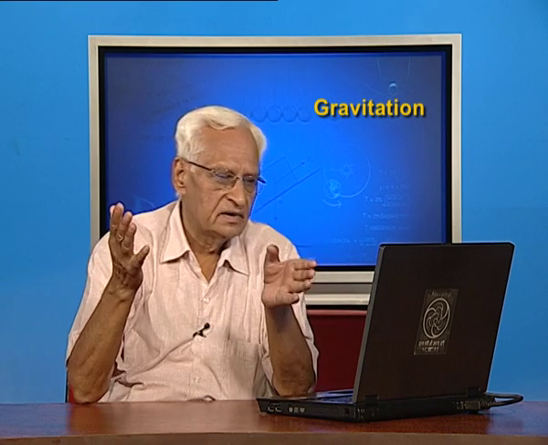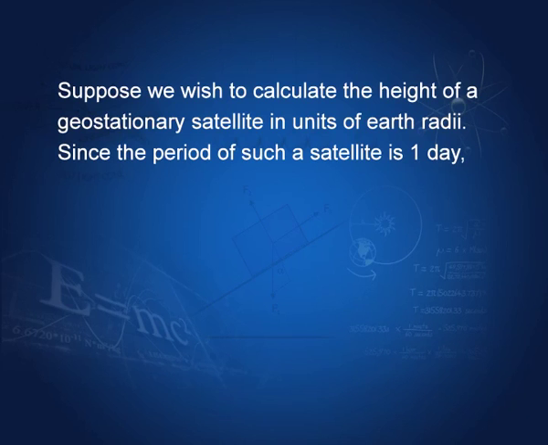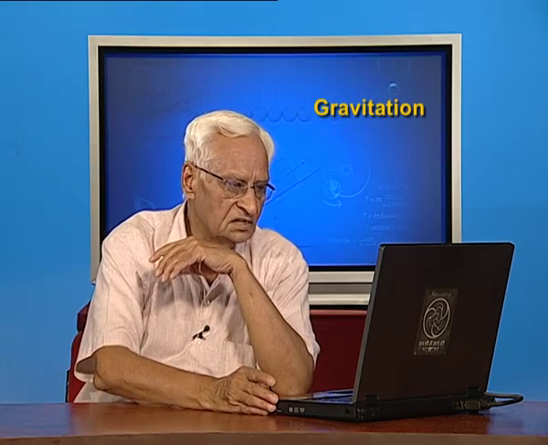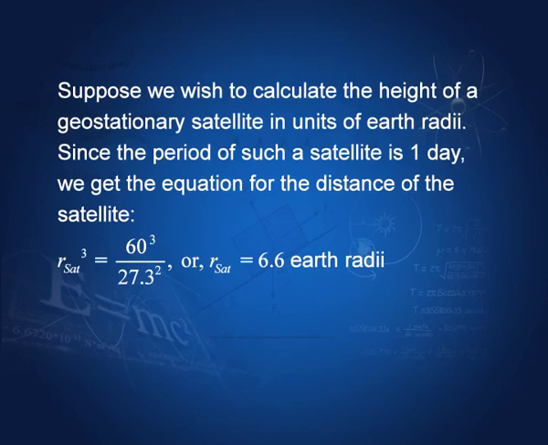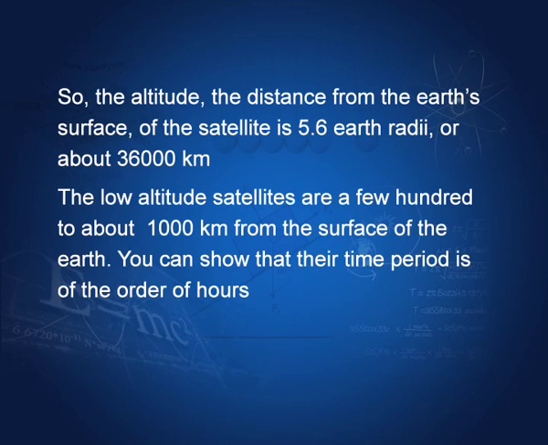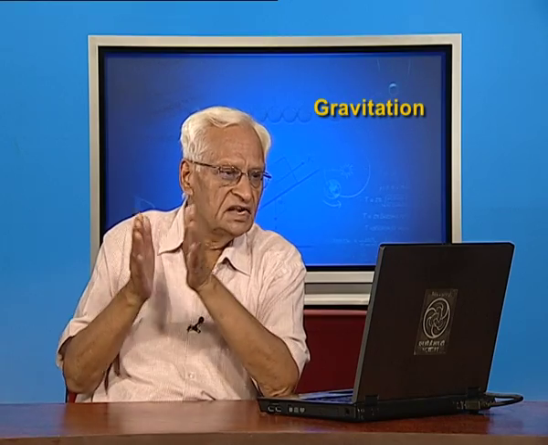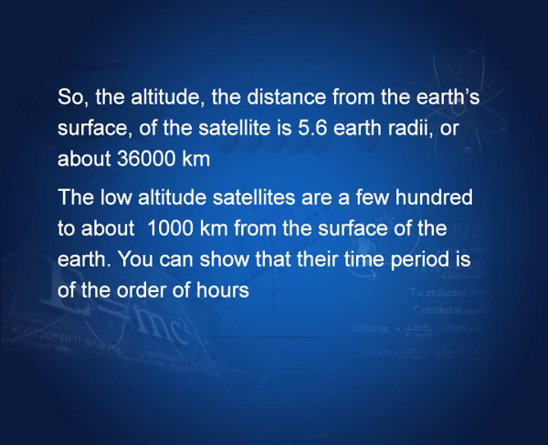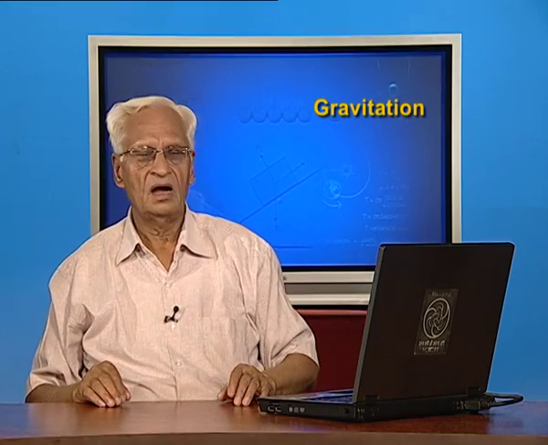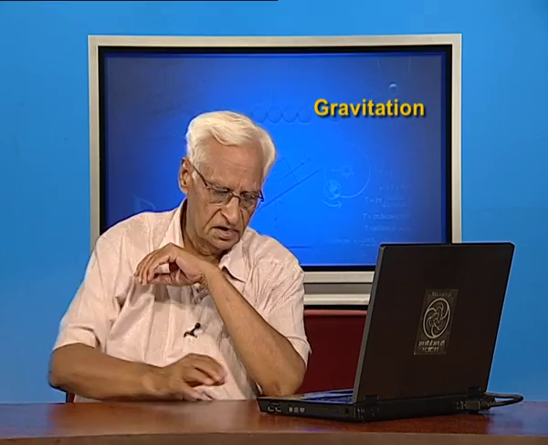For example, plugging in the values, we can find that the satellites which revolve with a time period of 1 day, which are used for communication, etc., their distance from the center of the earth is 6.6 earth radii. From the surface of the earth, it is 5.6 earth radii, which is roughly 36,000 kilometers. So, these geostationary satellites are at a height of about 36,000 kilometers from the surface of the earth.